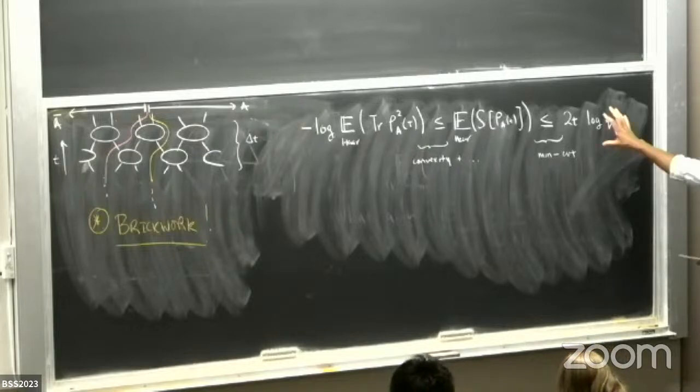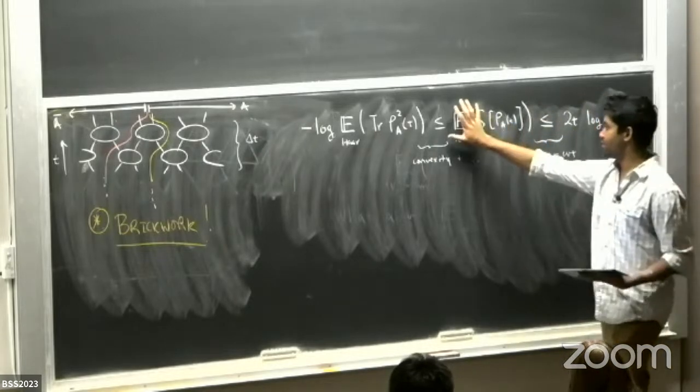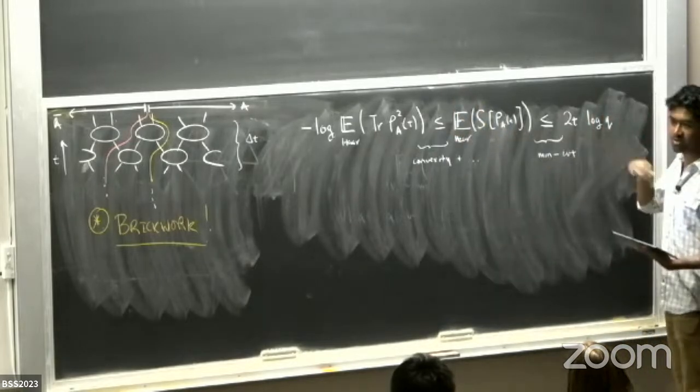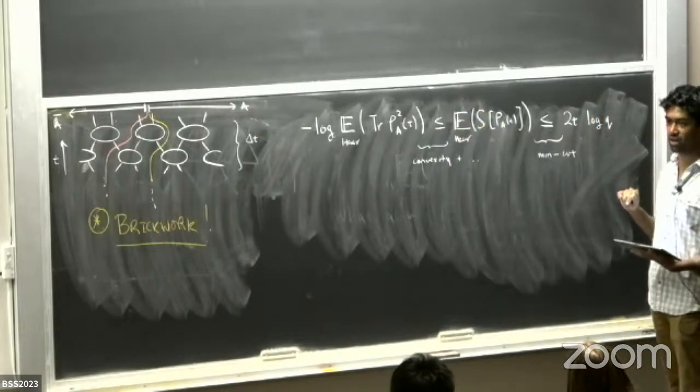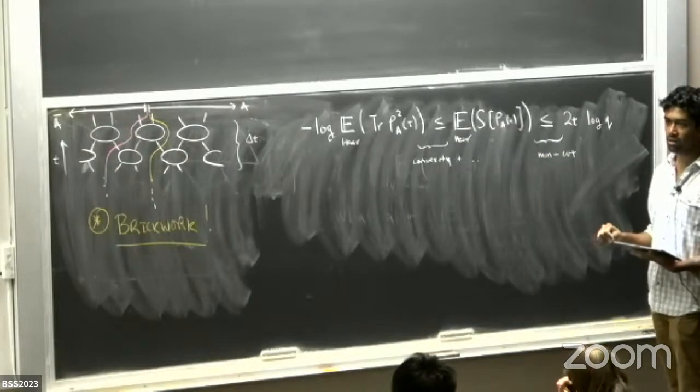So this bound, the minimum cut bound, tells me that for every realization of the Haar circuit, this is true. The von Neumann entropy in any realization is going to be upper bounded in its growth by 2t log q, right? And then it's also true in expectation.